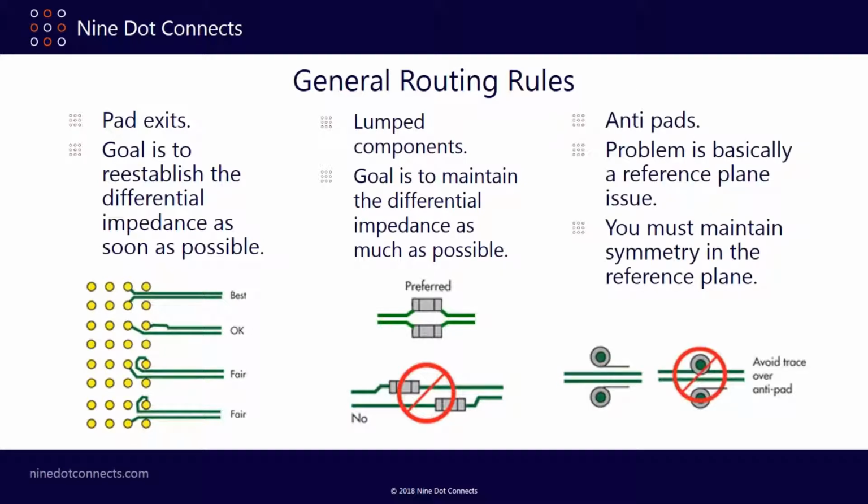Now with anti-pads, most of you are very familiar. When you put a via in a board, there's a clearance around that via to any surrounding areas, especially the copper pours that end up being your reference planes. So if you have a via nearby, you want to make sure there is no clearance of the reference plane underneath one of the traces.